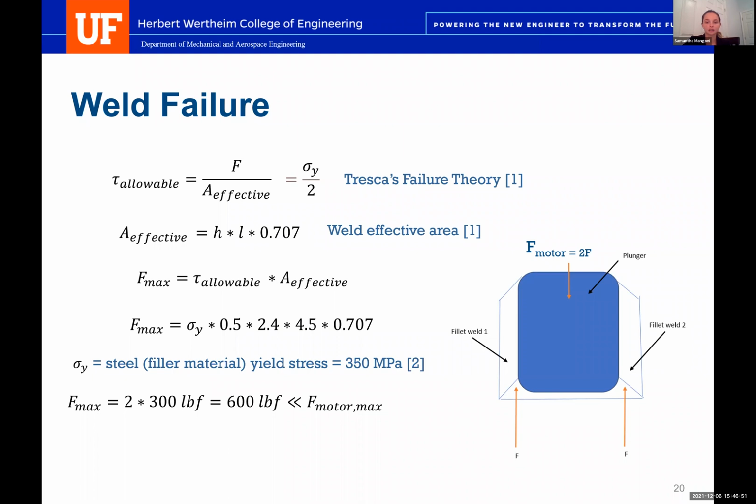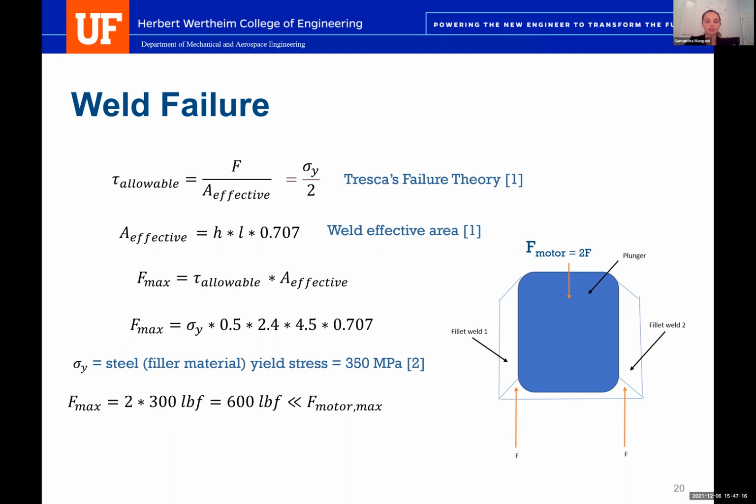So first, the shear stress was found with Tresca's failure theory. So basically just the yield stress of the steel filler material was found and divided by 2. Then the effective area of the weld was found just by multiplying the dimensions of the weld. So the height times the width of the weld times a factor 0.707, which is derived in Shigley's mechanical engineering book with the Bonomisi's failure criterion.